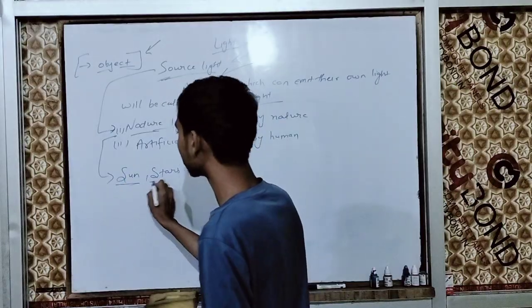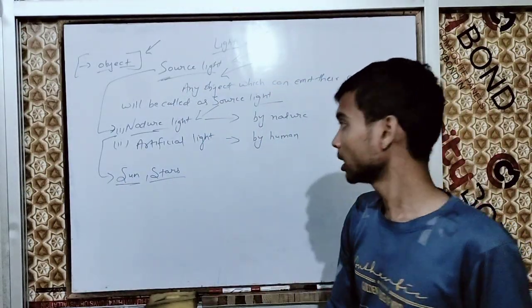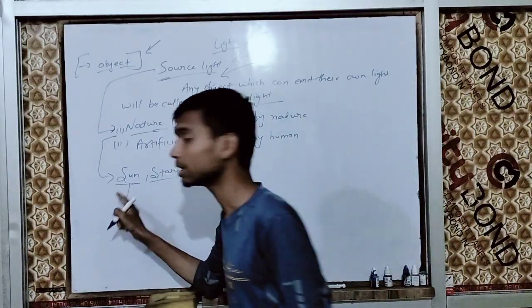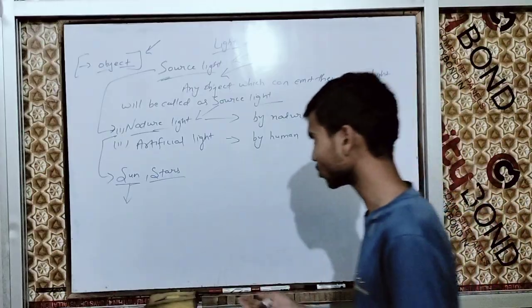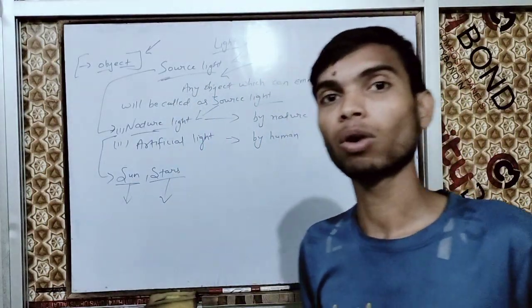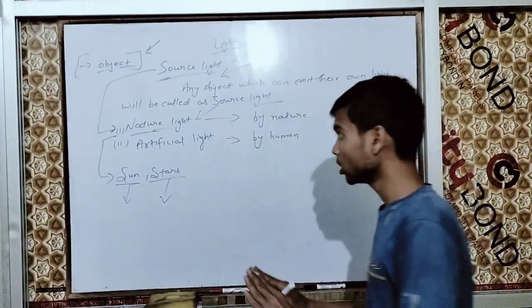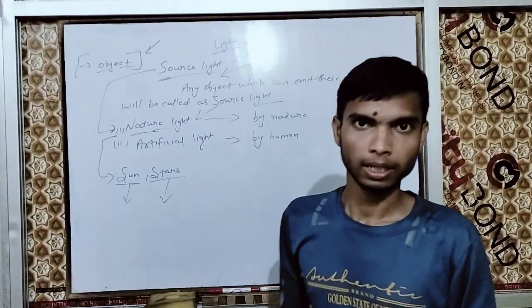Now here, the sun is also an object. A star is also an object. Can you say that the sun has its own light? Of course. Can you say stars have their own light? Of course, yes. Till now we are clear that these are source lights.